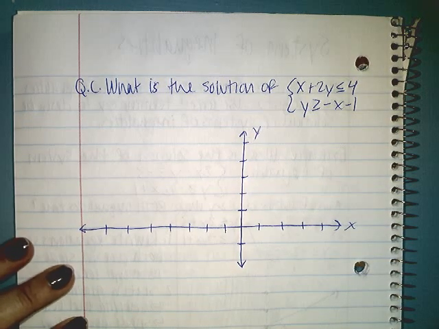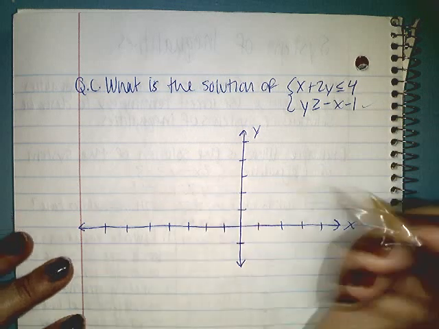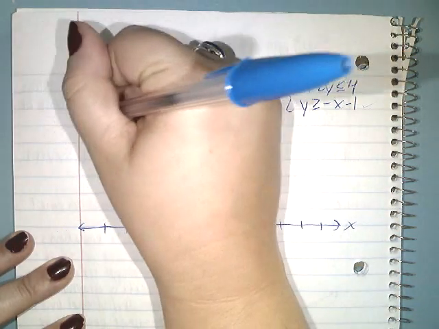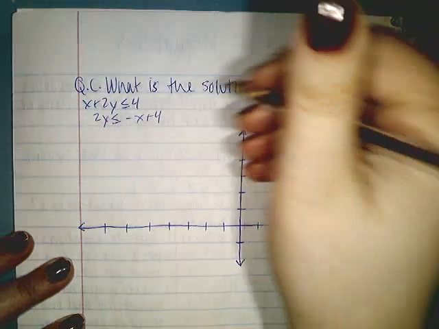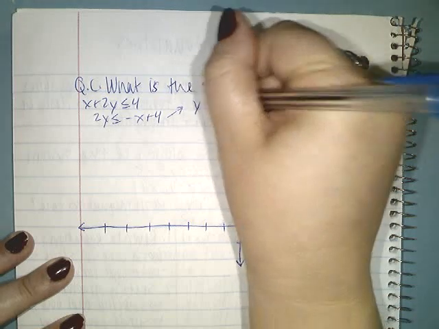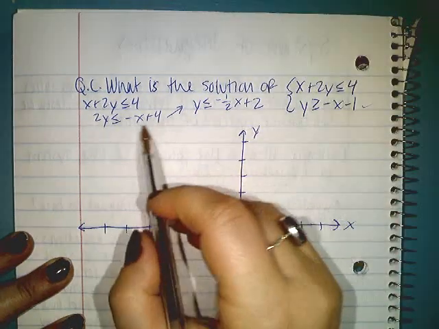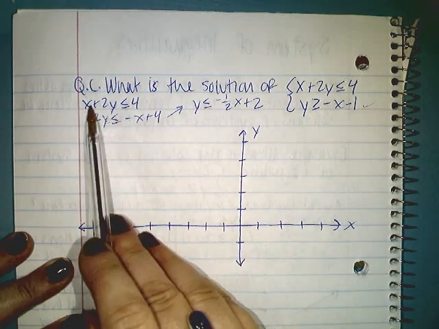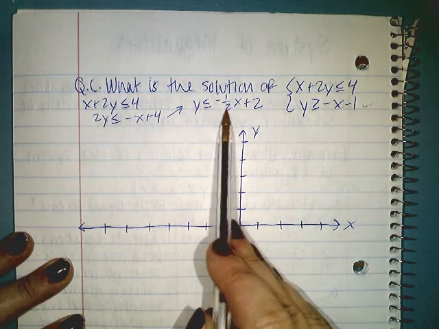Okay, so first thing I need to do is put these both in slope-intercept form. So this one's already all set, but I need to rearrange this one. So I have x plus 2y is less than or equal to 4. Subtract x from both sides, and I get 2y is less than or equal to negative x plus 4. Divide everything by 2, and I end up with y is less than or equal to negative 1/2 x plus 2. I didn't show the work for that, but I showed the different steps. So I subtracted x from both sides, I divided all parts by 2, and I get y is less than or equal to negative 1/2 x plus 2.